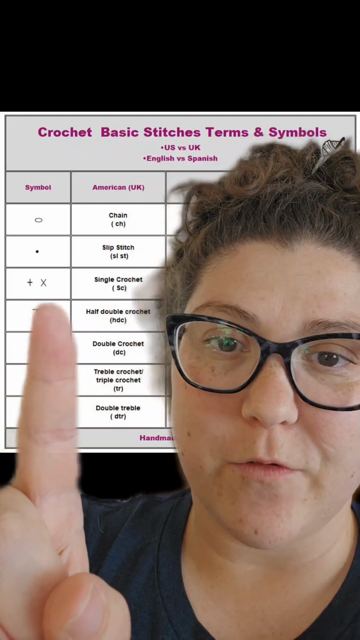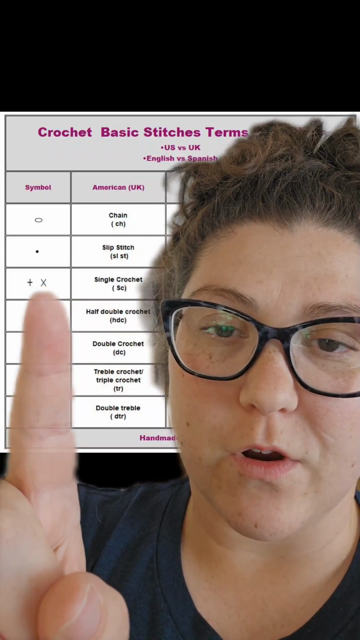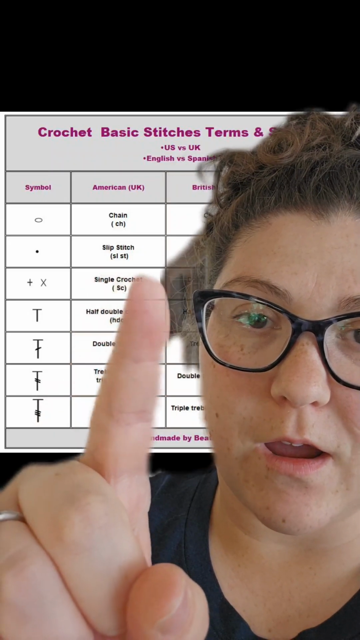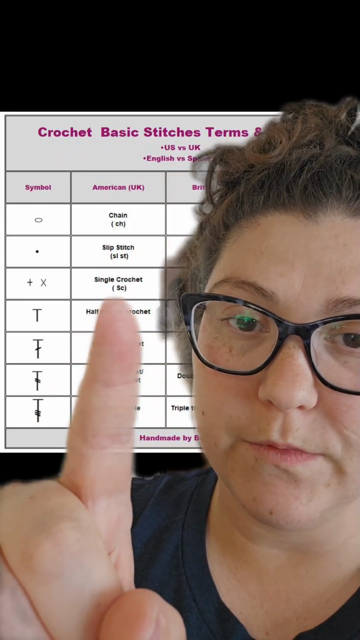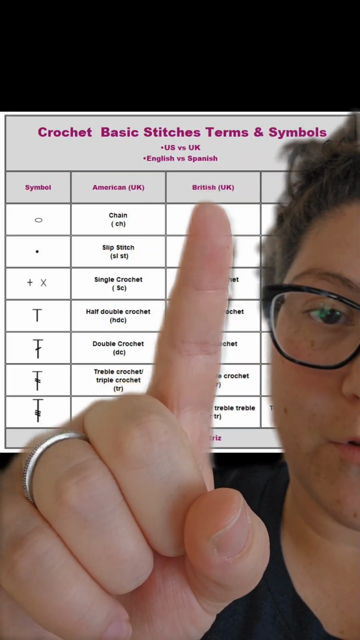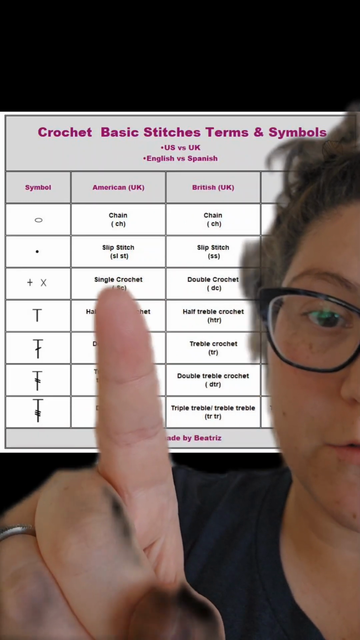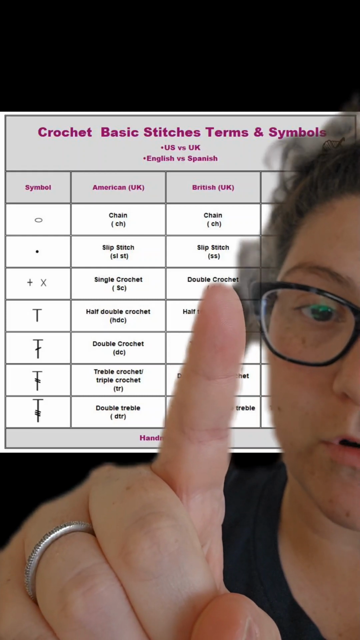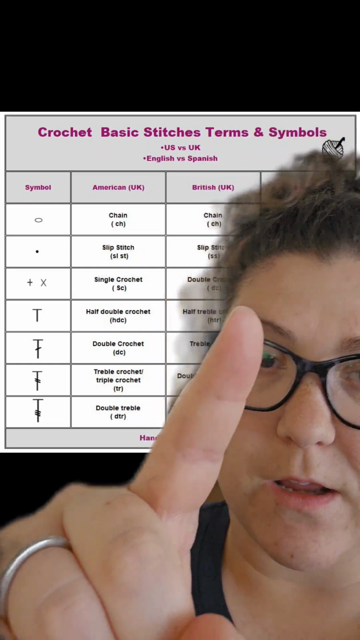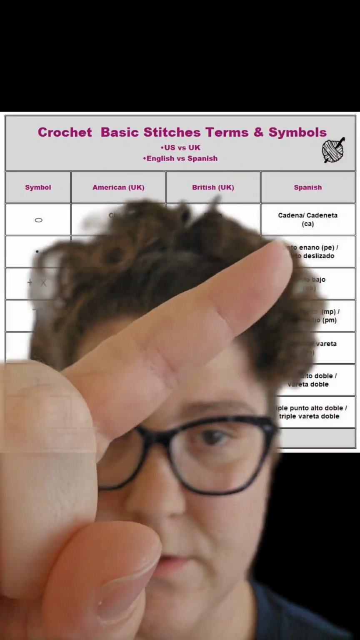The symbol for single crochet is usually either an X or a plus mark. Single crochet in American US terms is SC, and in UK British terms, a single crochet is actually considered a double crochet, and their little abbreviation for it is DC. And then of course there's Spanish.